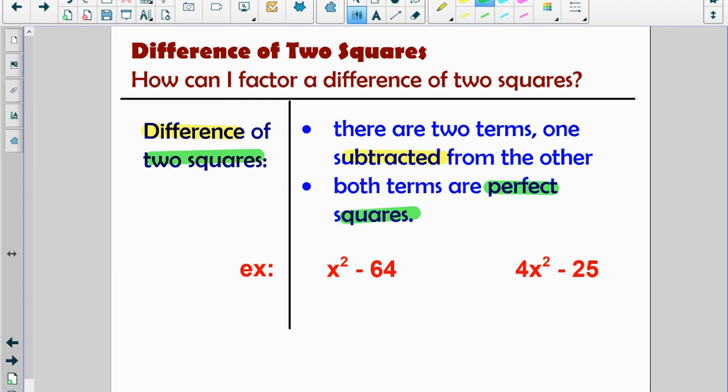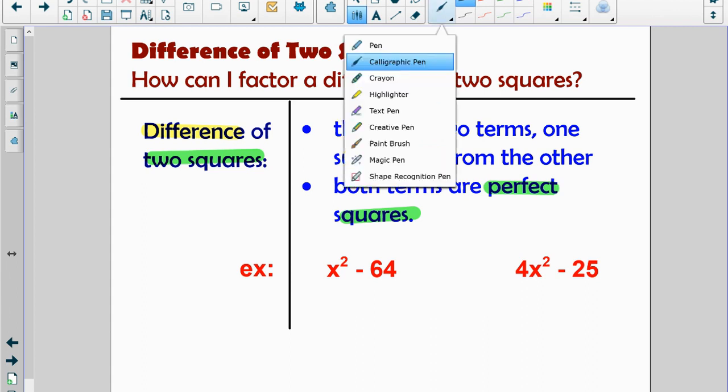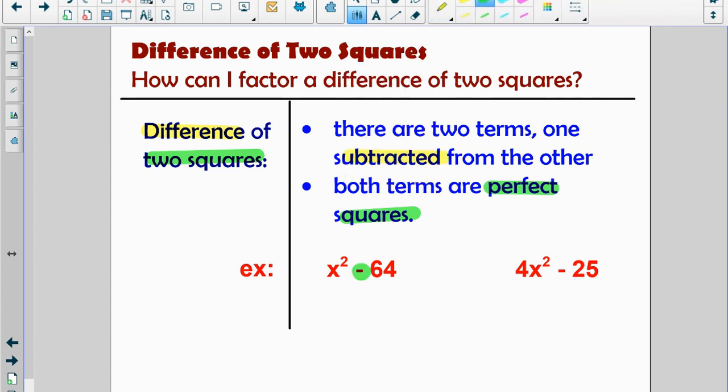Some examples down below. We have x squared minus 64. That is a difference of two squares. The first thing I notice is there's a difference because it's subtraction. Same thing with the other example, I have subtraction there also. And then for my perfect squares, I want to make sure that x squared is the result of something times itself. Remember, that's what it means to be a perfect square. It's the result of multiplying something times itself. So we could think of x squared as x times x, and we know that 64 is 8 times 8. So there we have a difference of two squares.